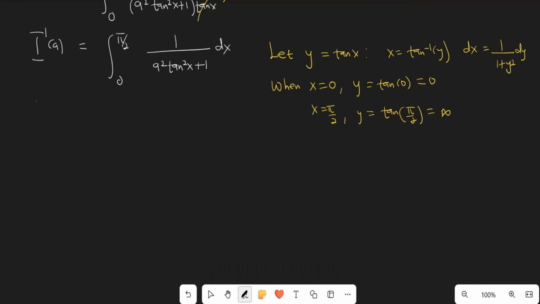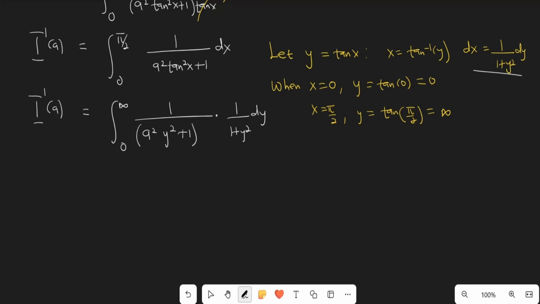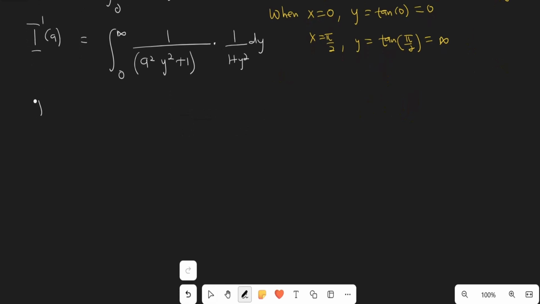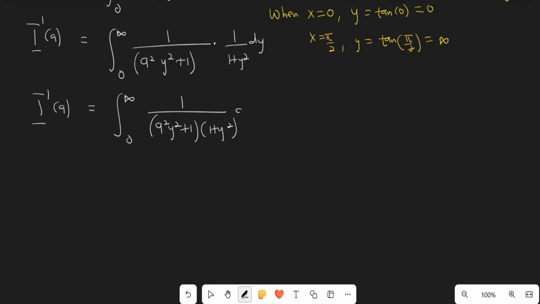Now the integral in the y world will look like this. I prime of a is going to be equal to the integral from 0 to infinity now of 1 all over a squared times tan squared of x, and since tan of x is y, tan squared of x is y squared, plus 1. This is multiplied by dx, and dx is 1 all over 1 plus y squared dy, that is dx from here. So the integral I prime of a is the integral from 0 to infinity of 1 all over a squared times y squared plus 1. This is multiplied by 1 plus y squared dy.